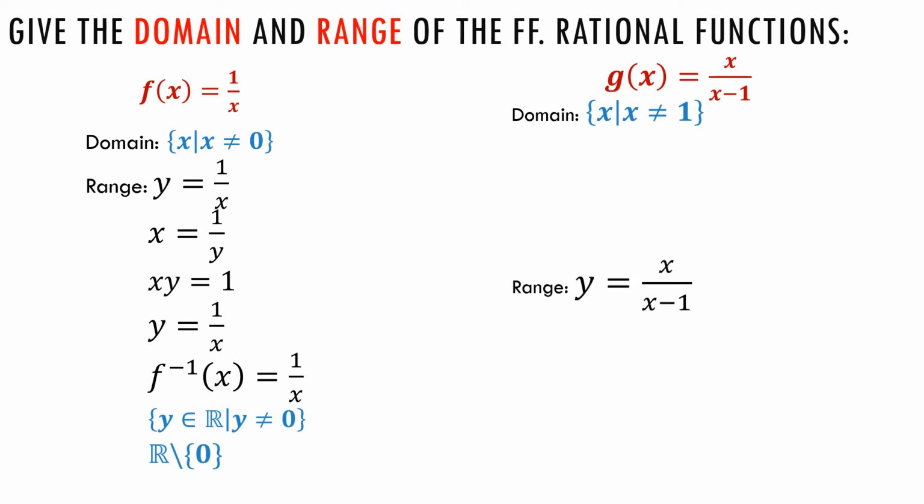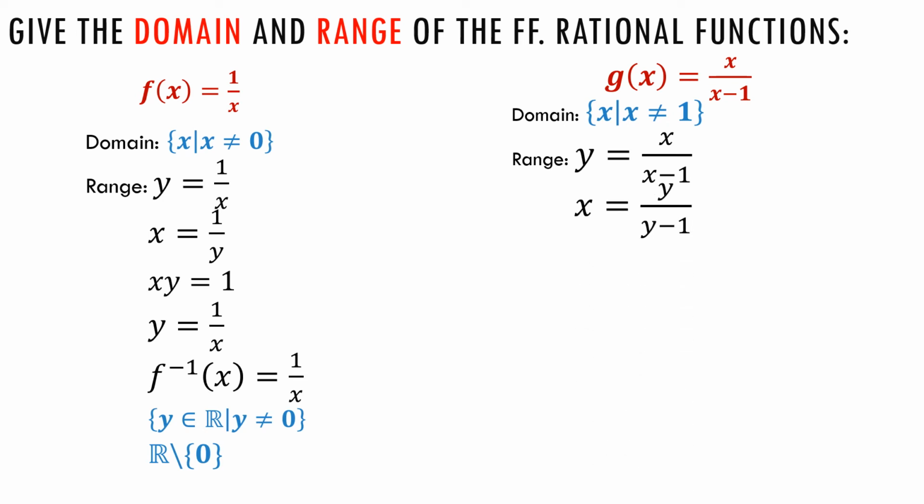Again, replace f of x with y. We have y equals x all over x minus 1, and then lahat ng y gawing x and lahat ng x gawing y, magiging x equals y all over y minus 1. Now, cross-multiply natin. So, x times y magiging xy, x times negative 1 magiging negative x. So, yan na, xy minus x equals y.